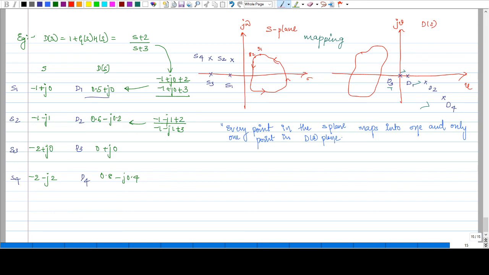So every point is mapped into D of S plane. The resultant will also be a closed contour, in the clockwise or the anti-clockwise direction. The direction is dependent on the poles and zeros, which we will see in the next section. So every closed contour in the S plane will be mapped to a closed contour in the D of S plane.